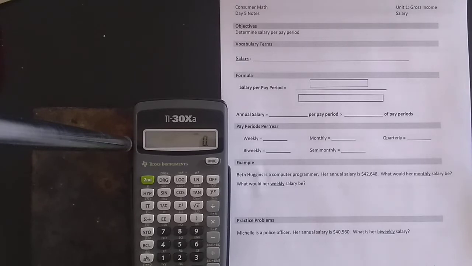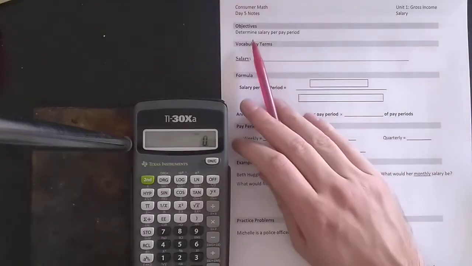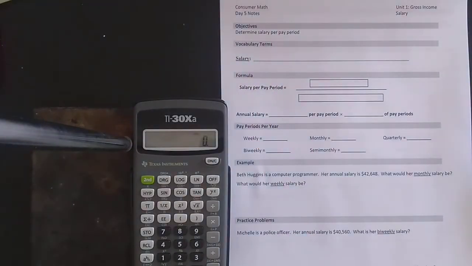So far we've discussed how to calculate how much you make if you are an hourly worker, if you get paid an hourly wage, including overtime. We've discussed how to calculate how much you make if you work for a job that pays you piecewise for everything, for piecework. Today what we're going to talk about is how to calculate how much money you make either in a year or some other time period if you have what is known as a salary, if you're a salaried worker. So our objective today is to determine the salary per pay period.